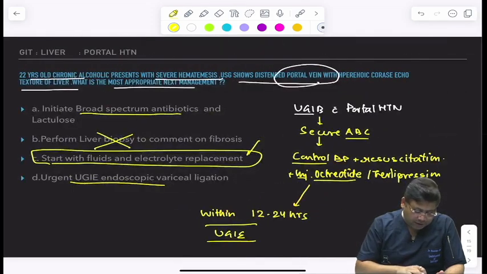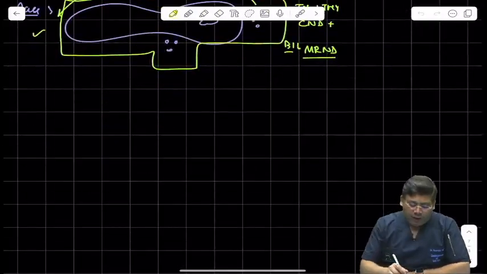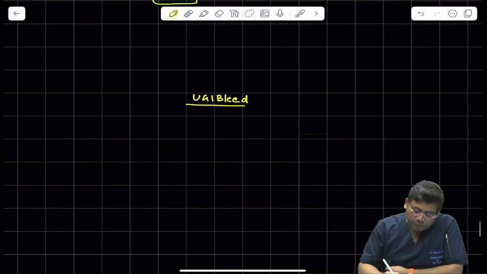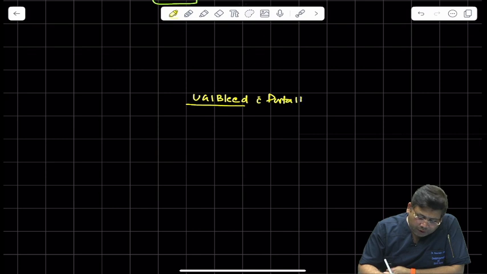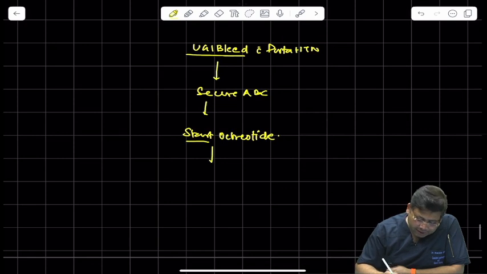Let me tell you how we manage this. This is a very, very, very important thing. So let us see this. Whenever we have a patient with upper GI bleed and portal hypertension, you will try to control the bleed. Once you have done all those things like secure ABC, and then start octreotide, the next thing is to plan upper GI endoscopy.